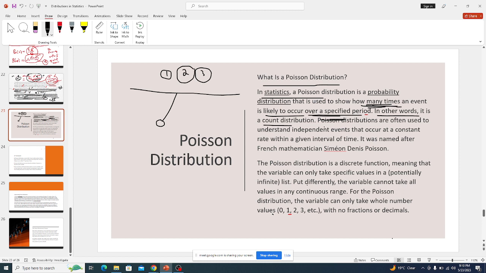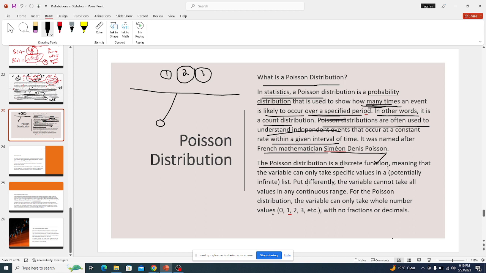Poisson distributions are often used to understand independent events that occur at a constant rate within a given time period, and this distribution was named after a French mathematician, Simeon Denis Poisson.